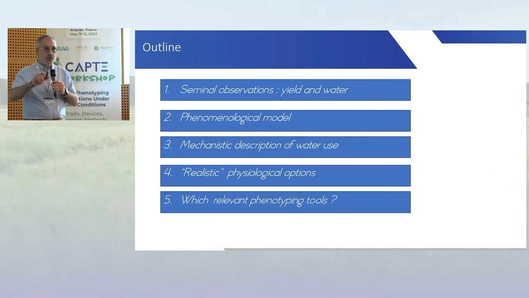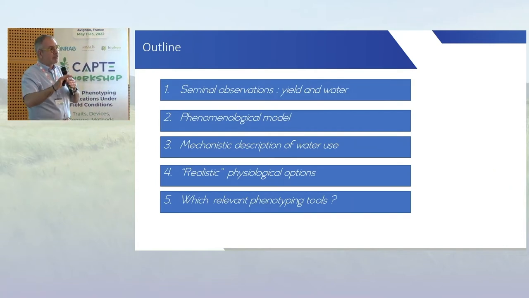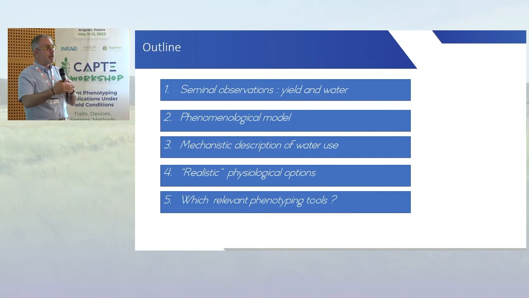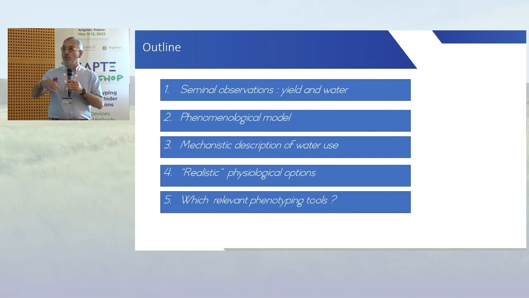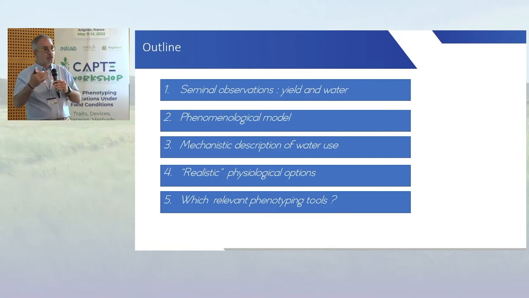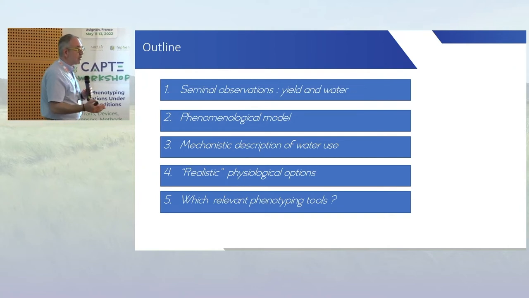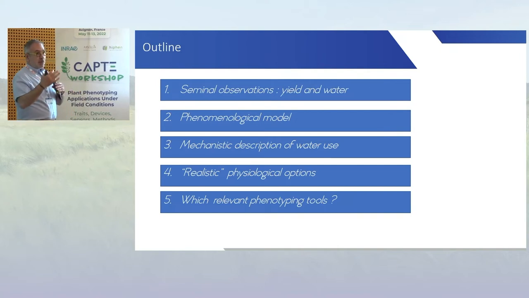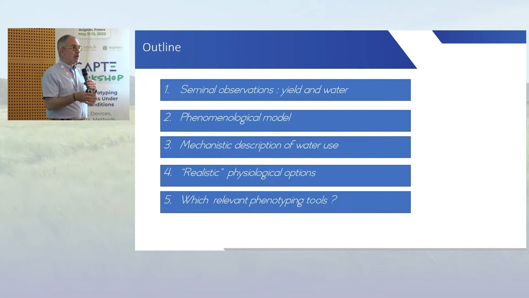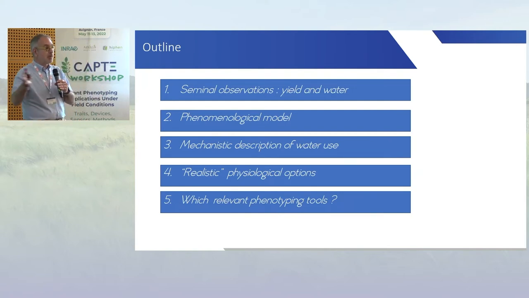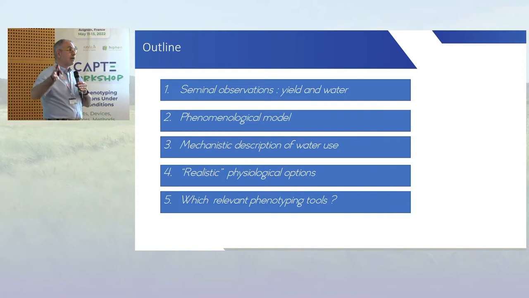So in my presentation, I'll give you a bit of historical progression about water use, some of the models, the phenomenological model of Passioura, the mechanistic description of water use, and in my point of view, what could be the realistic options to improve drought tolerance, and what kind of tools we have developed that are quite relevant to the questions that we have been asking.